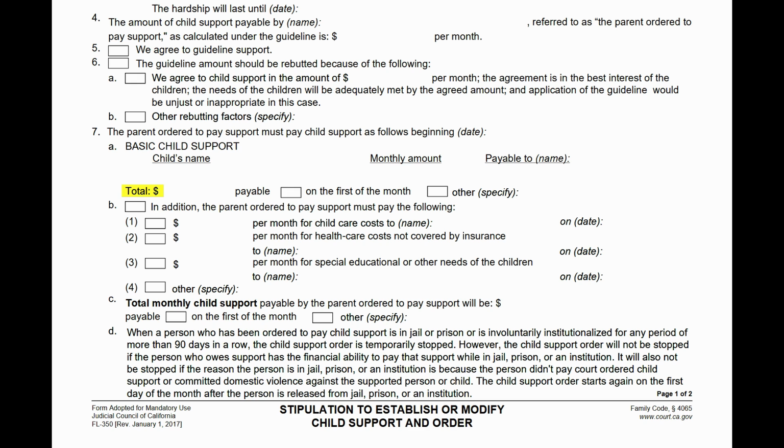Next, fill in the total dollar amount and select the box if it is due on the 1st of every month, or select the other box if you have some other arrangement, for example, 1/2 on the 1st and 1/2 on the 15th of the month, and write that in.